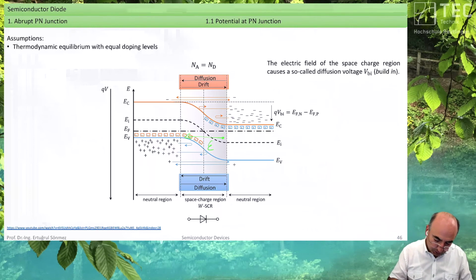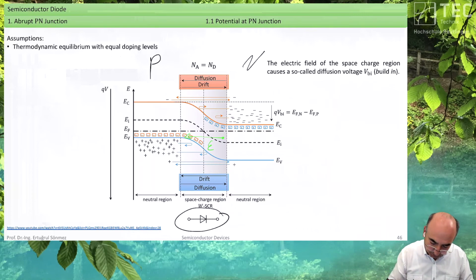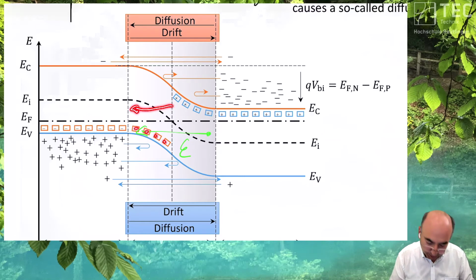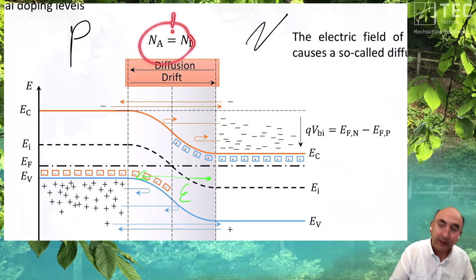Okay, so to repeat these areas, this is the p-type, this is the n-type, this is the diode symbol placement. We apply no voltage to these nodes, so 0 voltage, and the doping levels are equal. That means in a certain space charge area, we have a certain number of space charges, and these are equal, their numbers on both sides. So the doping level is, in these curves, equal.